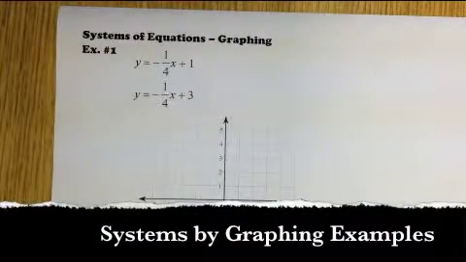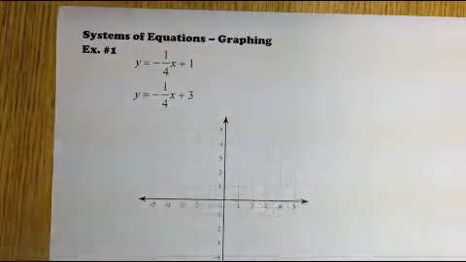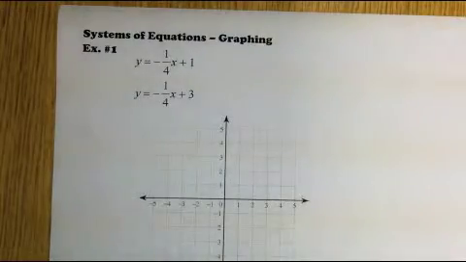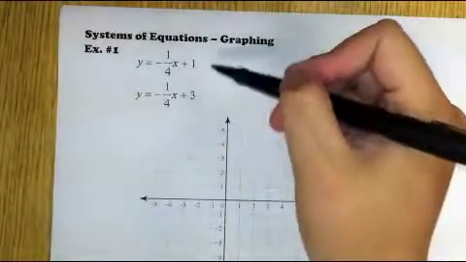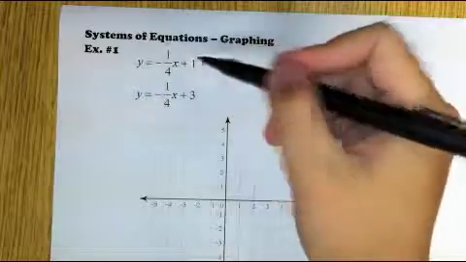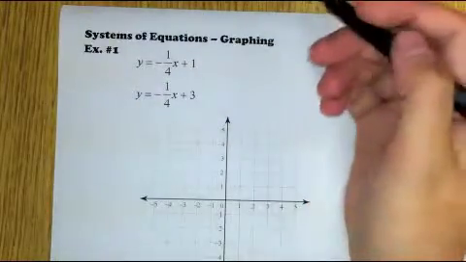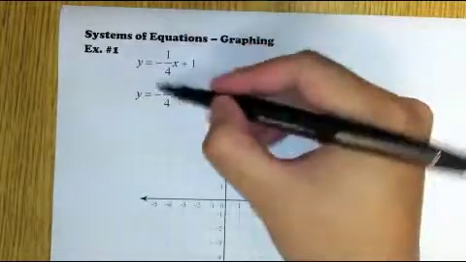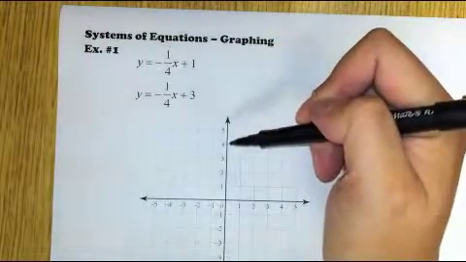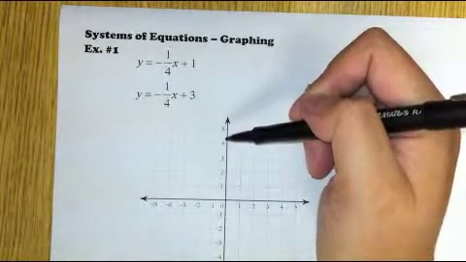Okay, so let's look at some examples. You should notice that we have seen these types of problems before, right? What type of form is it in? That's right, slope-intercept form, where it gives us the slope and our intercept. We should know how to graph that, and we will in a minute.